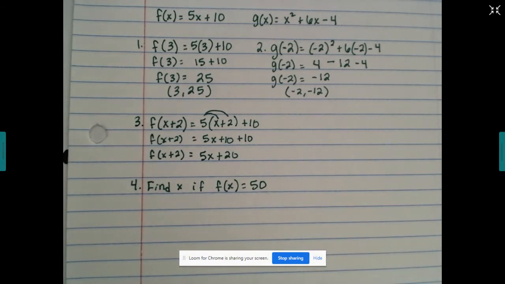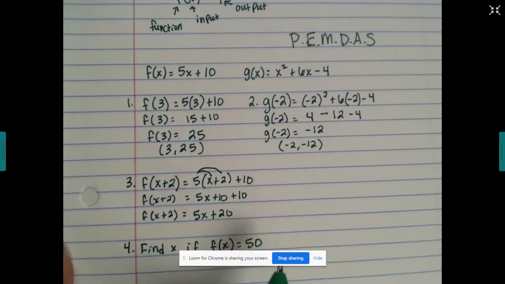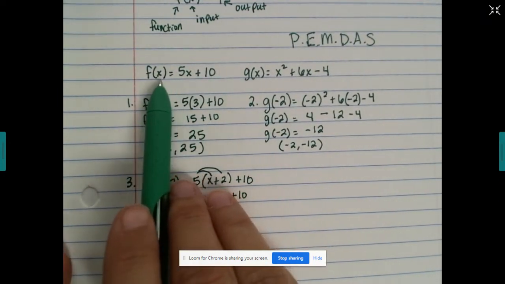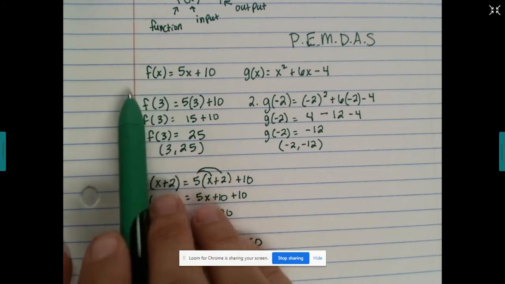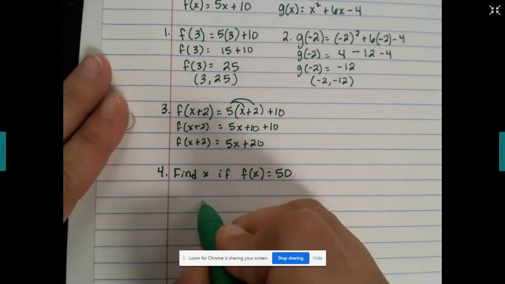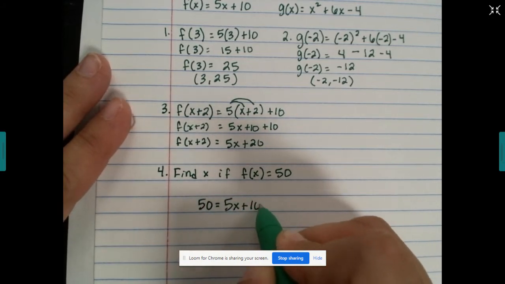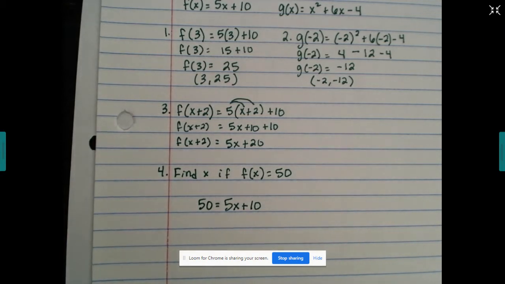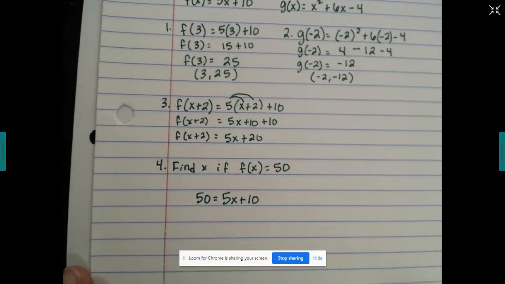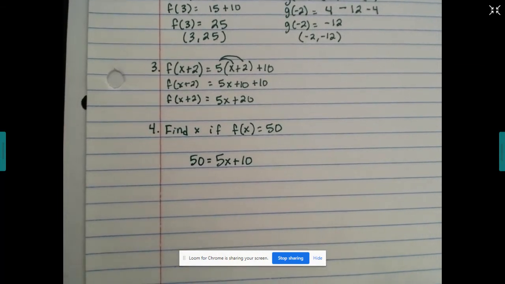Okay, so in this one, we want to find what the x value is, and we know what f of x is. So if f of x is 50, instead of plugging in over here on the right side, I'm going to plug that 50 in for that whole entire f of x. So that'll look like 50 equals 5x plus 10. And then from here, we just solve for x. So how could I do that?